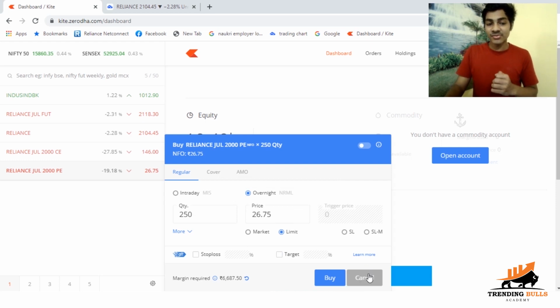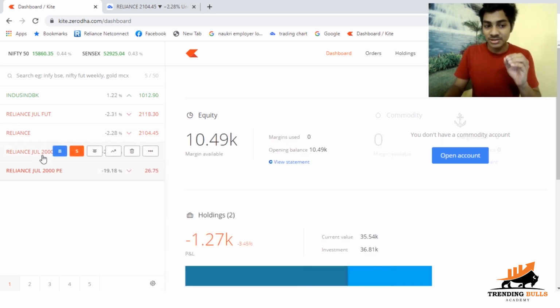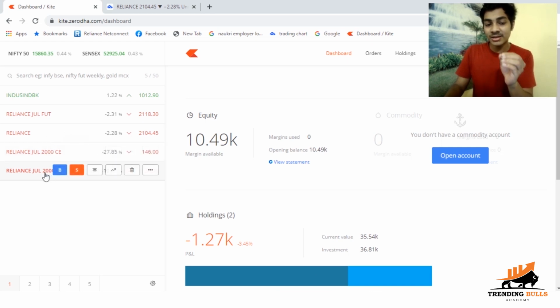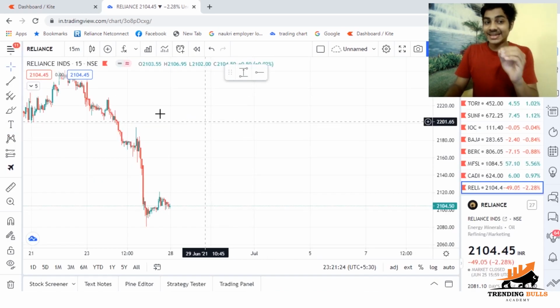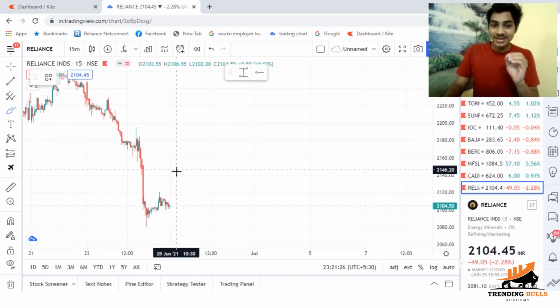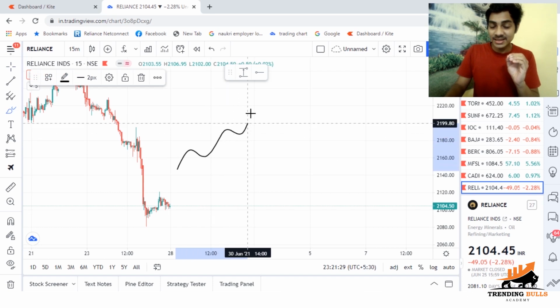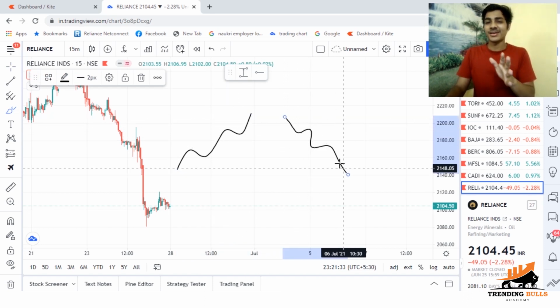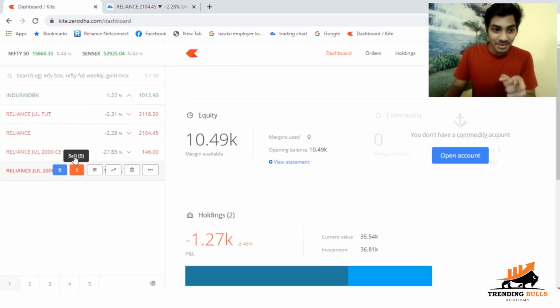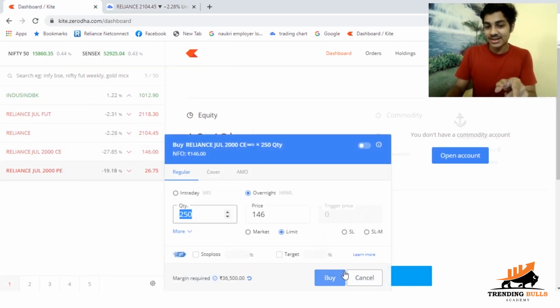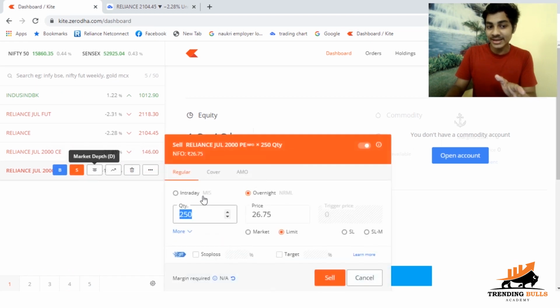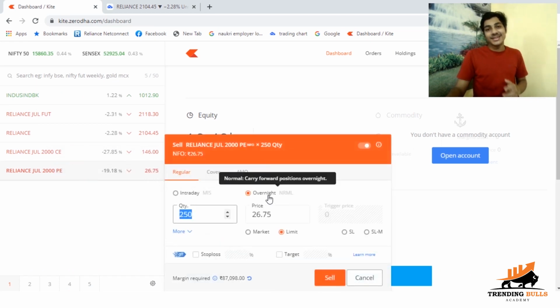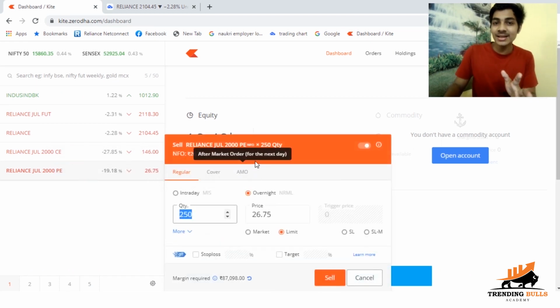Now can you see, when I keep my cursor over here, it also shows sell, and even in the put option it also gives me an option to sell. Here is the trickiest part. Is buying a CE equal to shorting a PE? Is buying a CE the same as shorting a PE? The answer is no, not exactly.